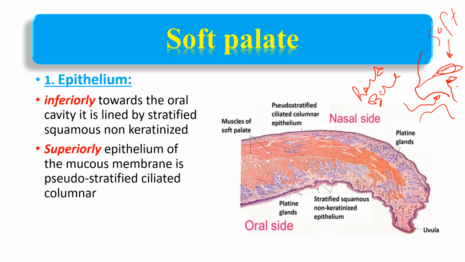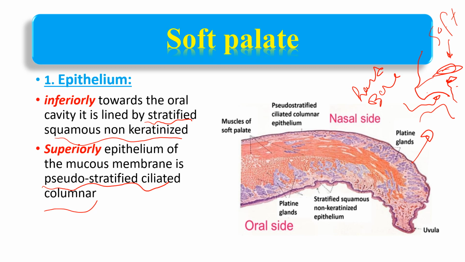What is the lining of the oral cavity? It will be covered by stratified squamous non-keratinized epithelium. What about the upper part, which is present on the nasal side? It will be a mucous membrane formed of the respiratory epithelium. What is the respiratory epithelium? It is pseudo-stratified columnar ciliated with goblet cells. So you have to memorize that the soft palate will be covered by epithelium.